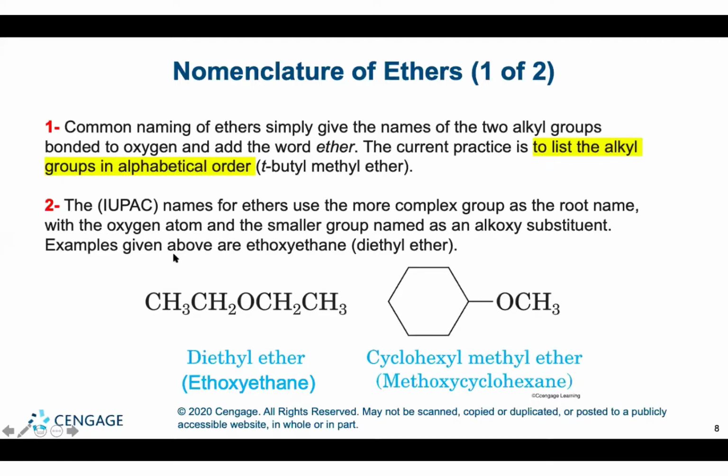What about the IUPAC naming? The shortest group is going to be methoxy here, but the longest one, which has 6 carbons in it, is cyclohexane. It's going to be my root name. It's going to be methoxycyclohexane. That would be my IUPAC naming.